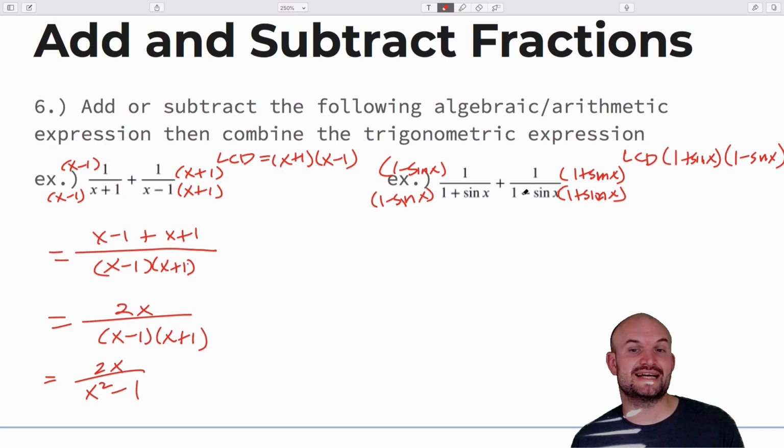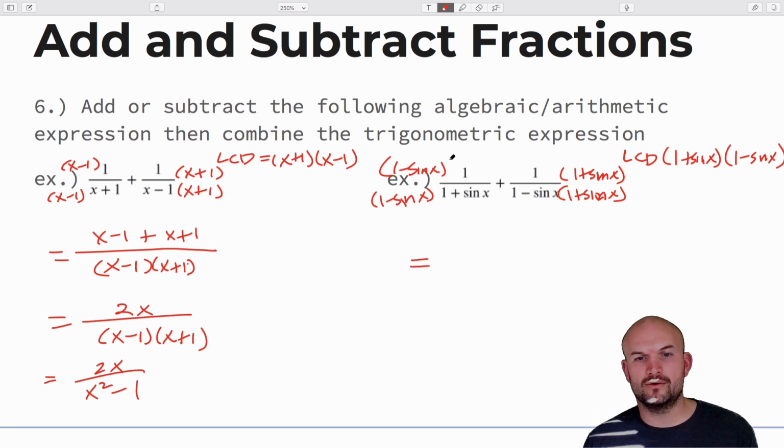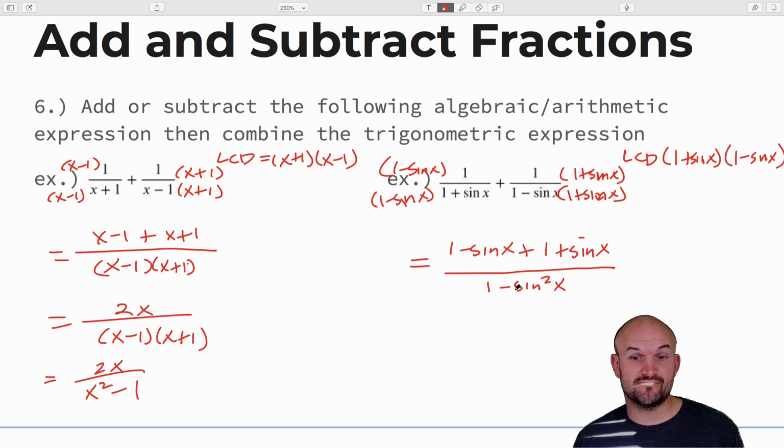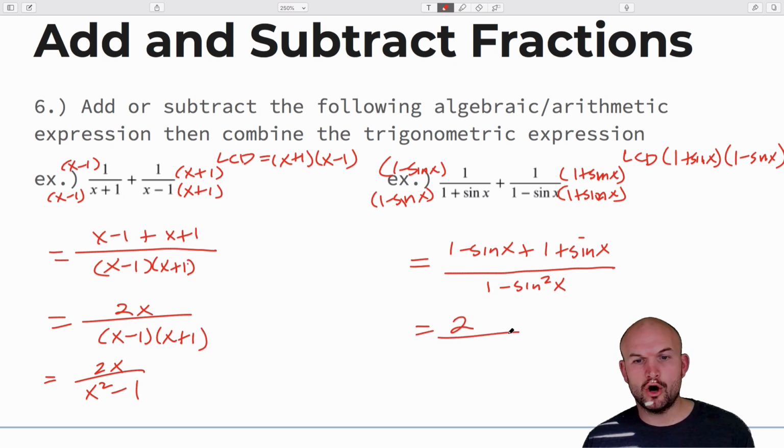And this one we recognize to be 1 minus sine squared, which is kind of important. So when we multiply this, I get 1 minus sine of x plus 1 plus sine of x, all over, in this case, 1 minus sine squared of x. Now, it's important for us to look at this, so we can simplify it. We can see the sines are going to divide out, and I have 1 plus 1, which is 2. So that becomes 2 over 1 minus sine squared of x.